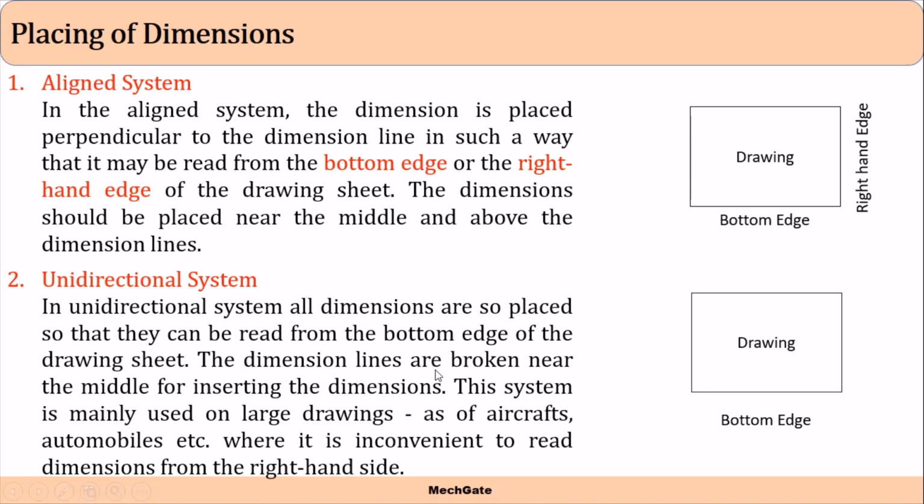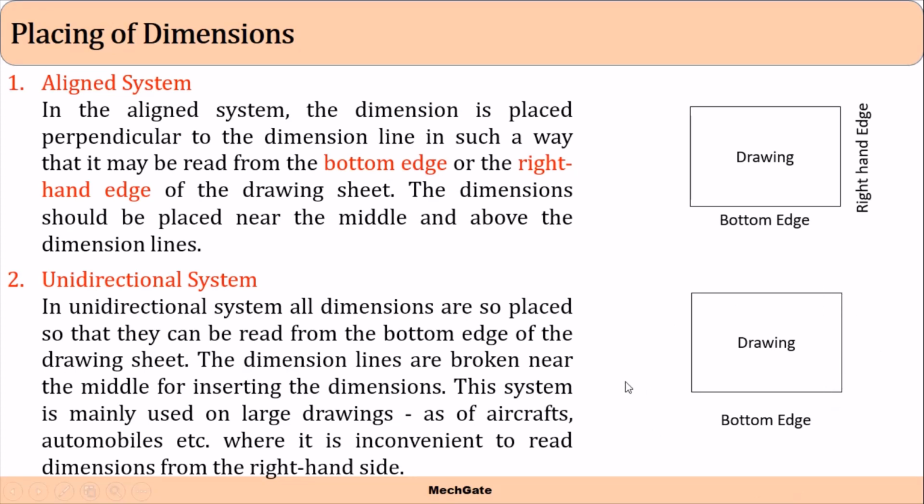The dimension lines are also broken near the middle for inserting the dimension, and this system is mainly used on large drawings such as those of aircraft and automobiles, where it is inconvenient to read the dimension from the right hand side. So generally this unidirectional system is used for a large drawing in which it is inconvenient to read from the right hand side of the drawing.